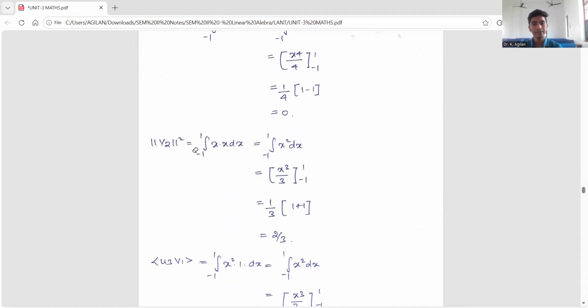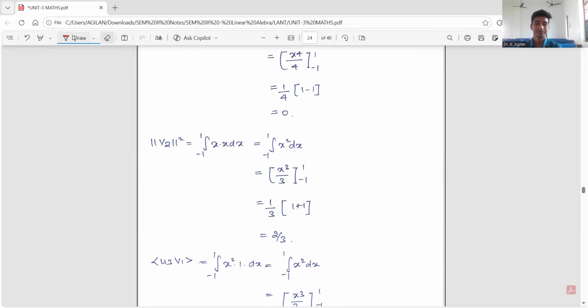And norm of V2 square. As V2 is nothing but x, so x into x square, integration of dx. x square is nothing but x power 3 divided by 3. Substitute upper limit and lower limit here. We can get 2 by 3.